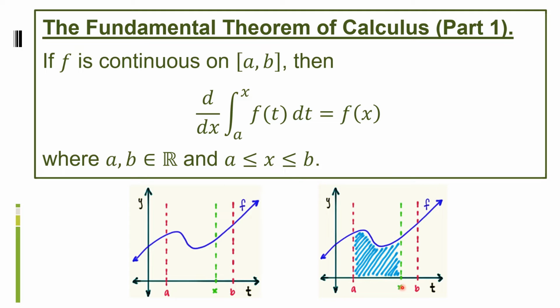Now, since x is a variable here, we can say that this definite integral is actually a function of x. In other words, the integral of f(t) from a to x should be seen as a function of x. Now, this equation tells us that if we take the derivative of this integral, we will arrive at the original function in terms of x, regardless kung ano man yung value ng ating a.